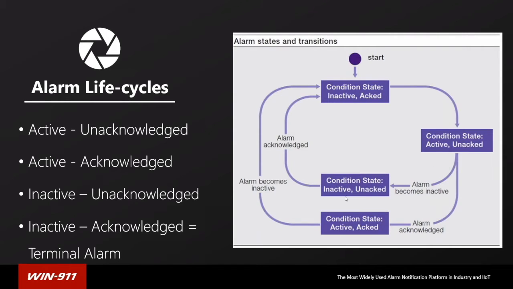So now it becomes an inactive, unacknowledged alarm. And we can choose if we want a notification for this state change as well. Now, at some point, an alarm needs to become acknowledged in order to become terminal. And so if we follow the bottom path here, the alarm becomes acknowledged, the operator resolves the issue, the alarm becomes inactive, and now it's changed states to terminal, inactive, and acknowledged.